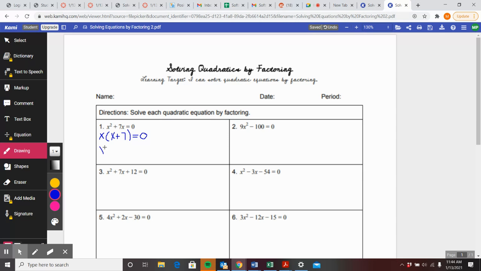So x can equal 0 because I'm setting this equal to 0. And then I'm going to do x plus 7 equals 0. Because it's factored, after you take out the greatest common factor, there's nothing else you can do. That is factored. Okay? So then what do I do to this? Minus 7, x equals negative 7. So your 2 options are x equals 0 and x equals negative 7.